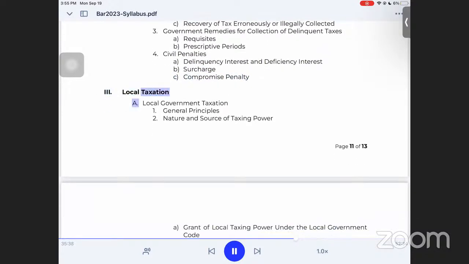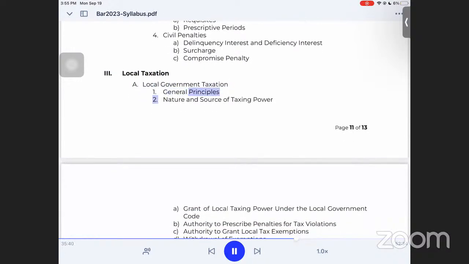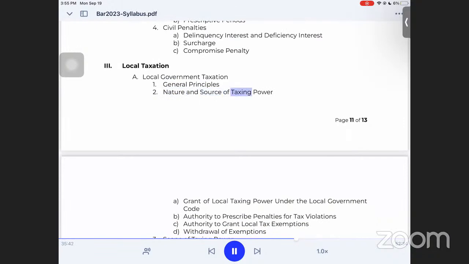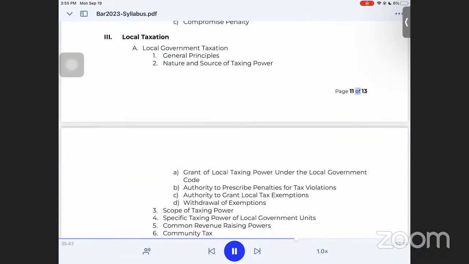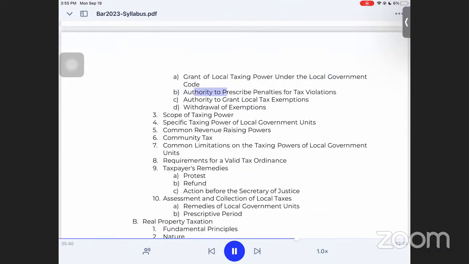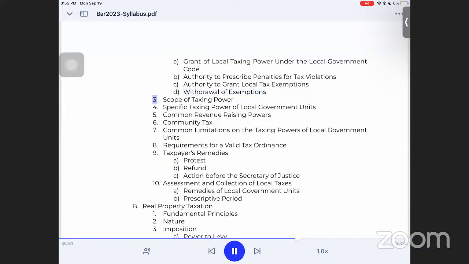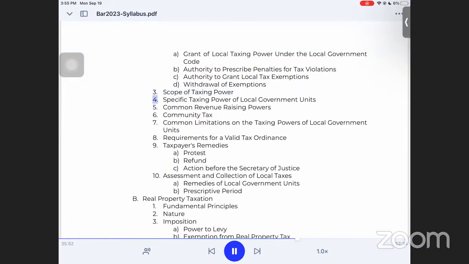II. Local taxation. A. Local government taxation. 1. General principles. 2. Nature and source of taxing power. Page 11 of 13. A. Grant of local taxing power under the Local Government Code. B. Authority to prescribe penalties for tax violations. C. Authority to grant local tax exemptions. D. Withdrawal of exemptions. 3. Scope of taxing power.